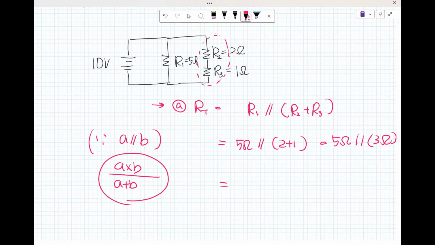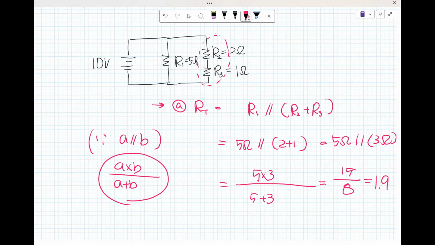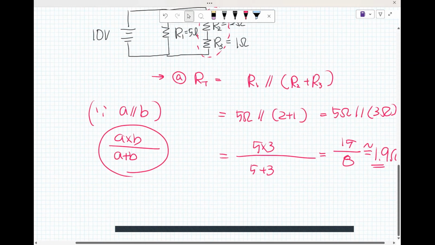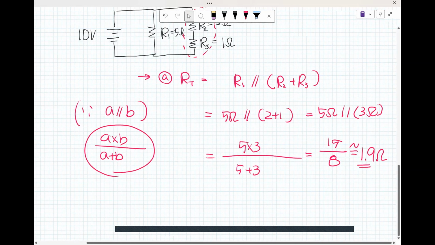So 5 multiplied by 3 over 5 plus 3, that is 15 over 8. 15 divided by 8 is 1.9 ohm here.